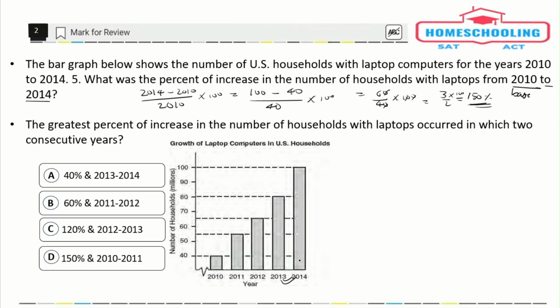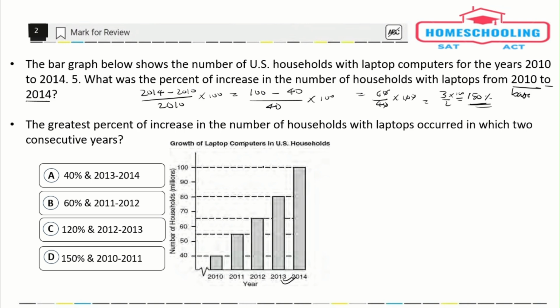Never approach a question like this. Always try to solve it. It might look from the graph that the highest increase was between 2013 and 14, but if you find it in percentage, your answer would be completely different. So let's solve all of them one by one.